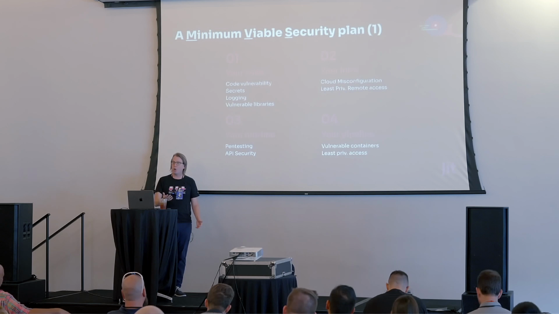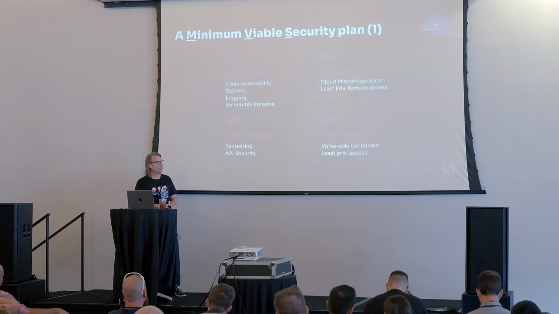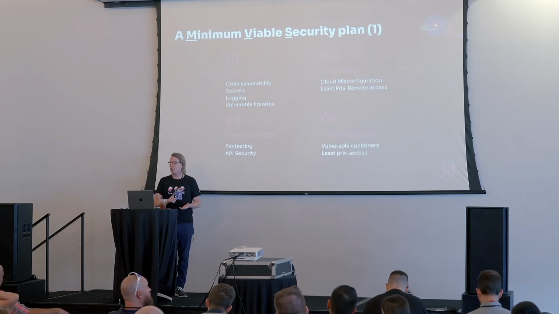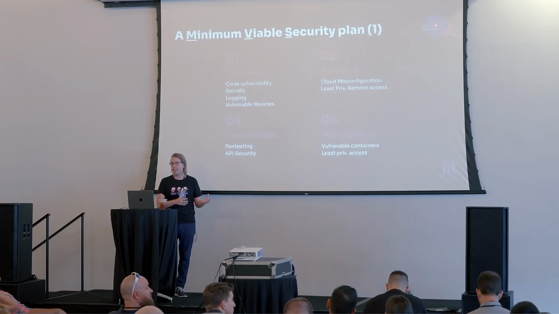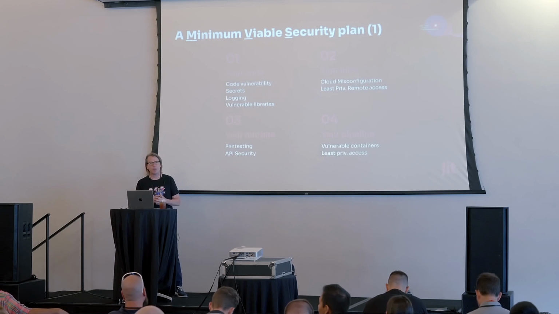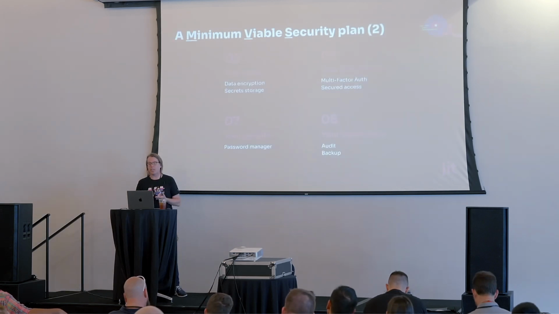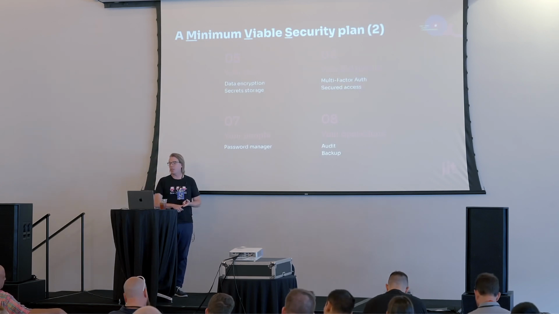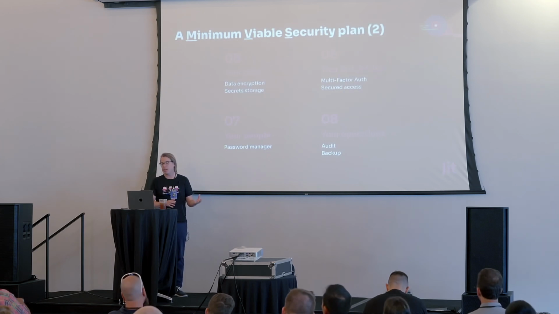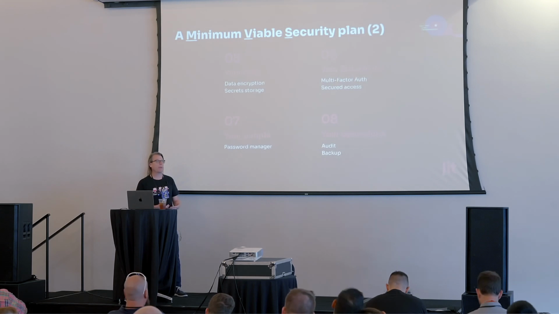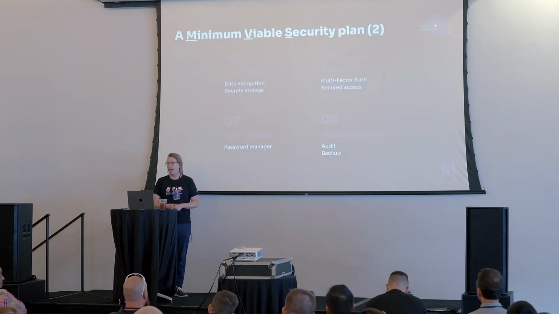So, within your code: vulnerabilities, secrets, appropriate logging, those vulnerable libraries out there. Your infrastructure: cloud misconfigurations, least privileged access. Your runtime: again, pen testing, API security, web application scans. Your pipeline: vulnerable containers, least privileged access. Your data: appropriate data encryption, secret storage. Third parties: multi-factor authentication, secured access in terms of scoping those third parties. Your people: you've got a password manager in place. And your operations: you've got appropriate auditing, logging, and backups.